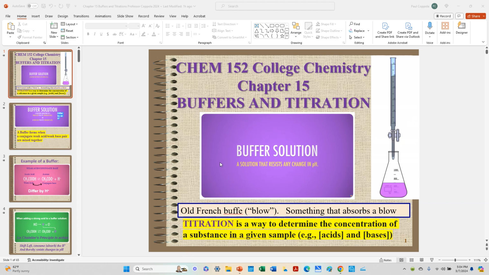You should know what a buffer solution is. It resists changes in pH. It's very helpful, very important in the functioning of the human body and all living organisms. It's a buffer that helps keep our blood at the proper pH in the human body. Titration is a way to determine the concentration of a substance in a given sample, and of course, since we're studying acids and bases, that's what we titrated, the acids and bases. Okay. Next slide.